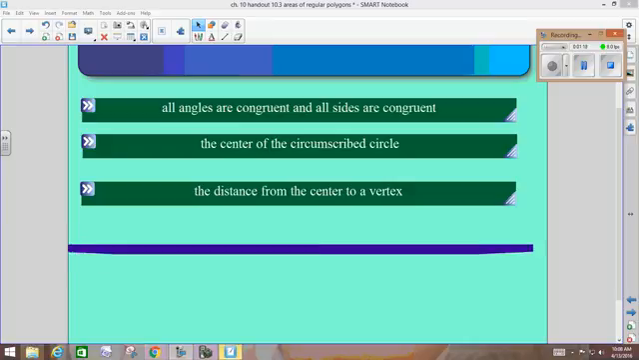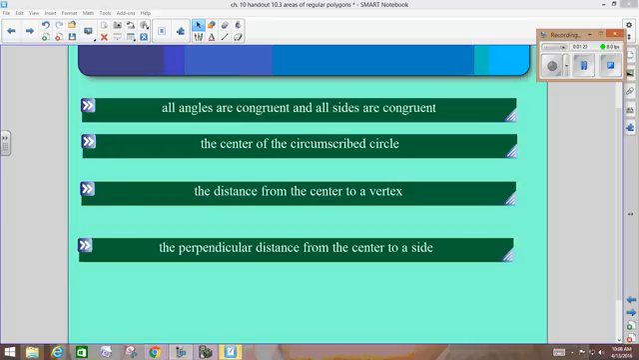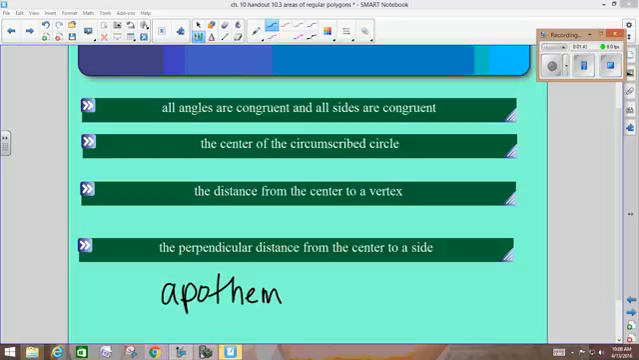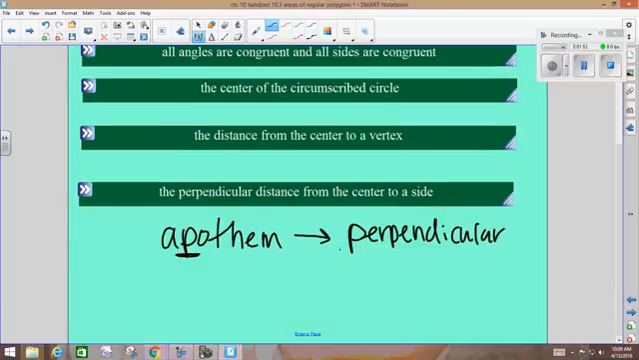The apothem of a regular polygon is the perpendicular distance from the center to the side. Apothem: perpendicular from center to side. Apothems are perpendicular. Radii are not; they're not going to make a right angle. Apothems will make a right angle. Get it? Okay.